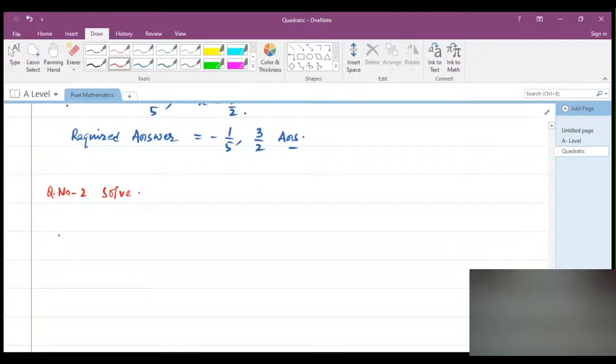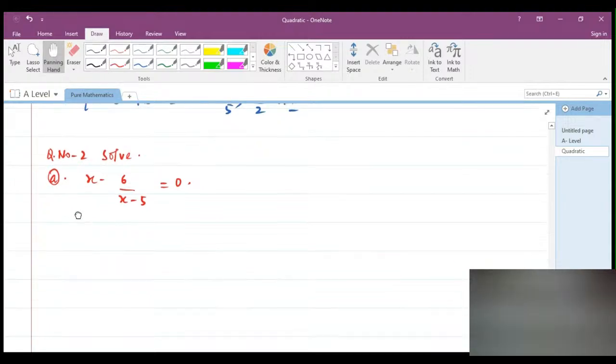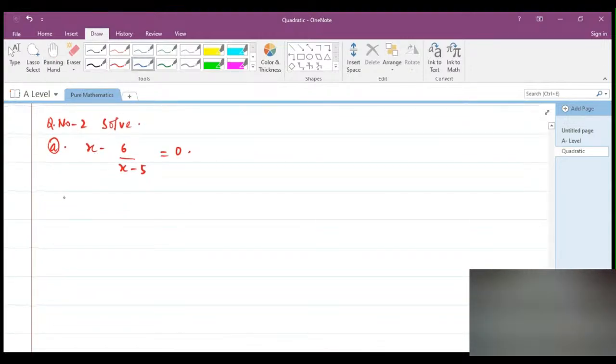So let's see the first question. This is the A, which is here x minus 6 by x minus 5 equal to 0. In this question, it asks us to solve this question. So let's see the solution of this question.